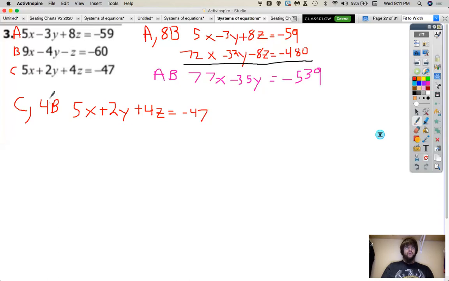And now I'm going to do 4 times B. 4 times 9, 36. If you don't know, use a calculator. If you're only almost sure, use a calculator. Negative 16y minus 4z equals negative 240. Combine these guys.